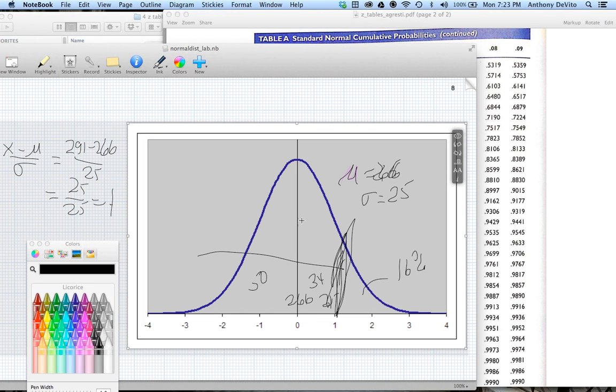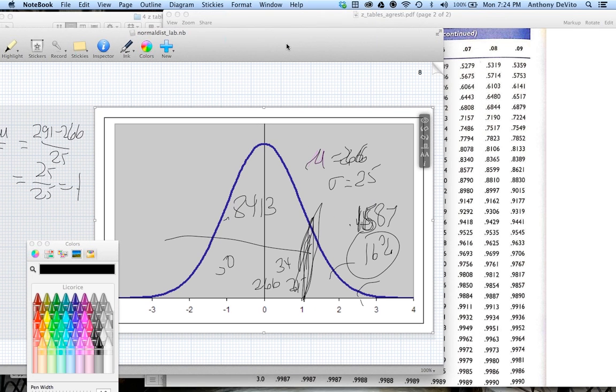So this area is 0.8413. So what does that leave here? That leaves 0.1587, right? Pretty close to 16%, but not exactly 16%, right? There's a difference between our empirical rule and what the actual value in the z table is going to be.